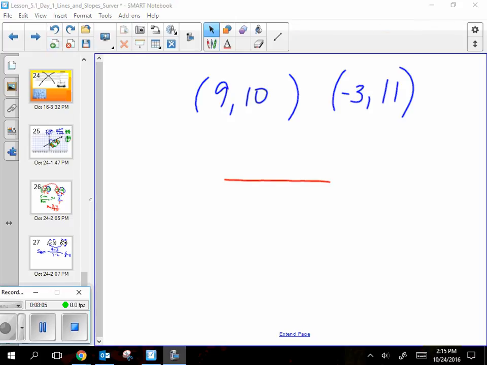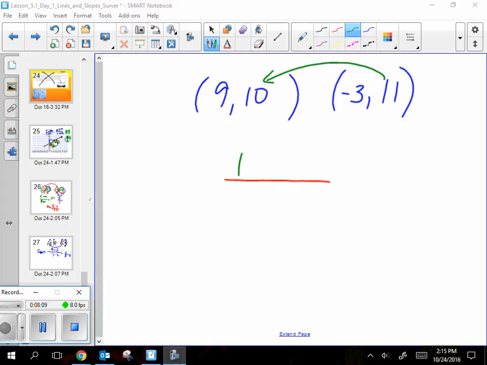All right, so 11 minus 10 is on top. We've established that. 11 minus the 10. So what's on the bottom? Negative 3 minus 9. We always subtract. There's always a minus in there. So now what we have to do is deal with negative numbers, which gets tricky.